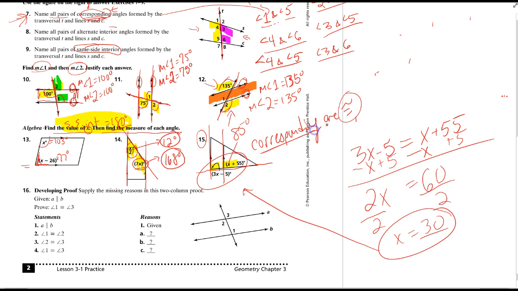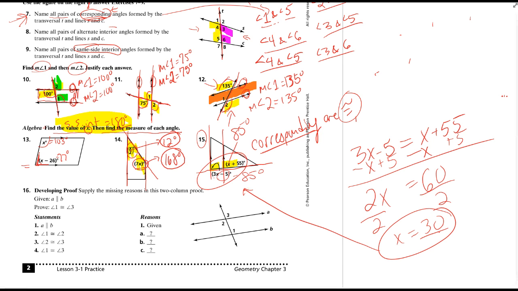And incidentally, since they're corresponding, I happen to know that this angle will also be 85. But let's just double check with this. 3 times x, well, that's 3 times 30, that's 90. Take away 5, 85. Perfect.